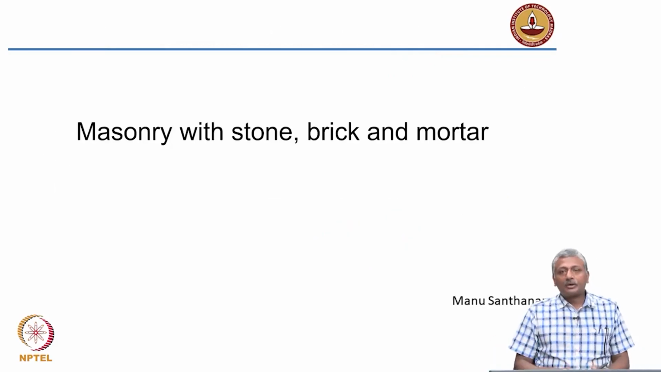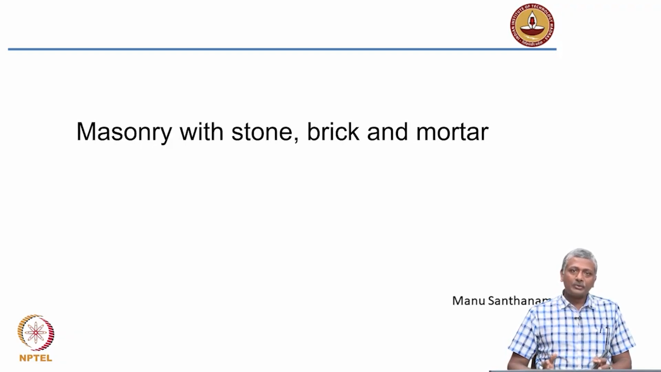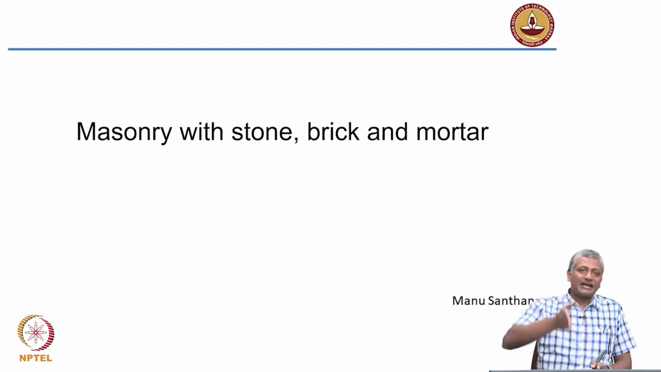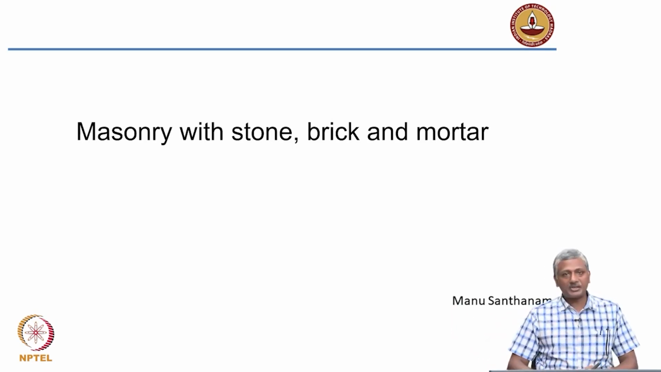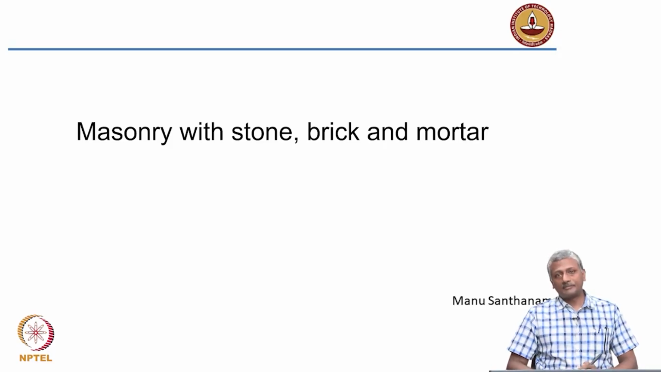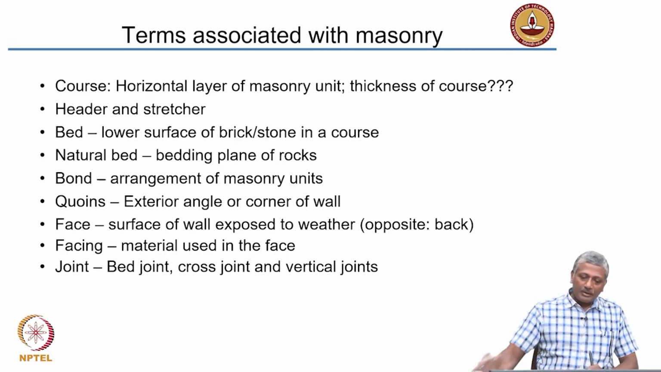Now, we have talked about masonry materials, but it is important for us to also understand how these materials are actually put together to make the masonry structure possible. And these masonry structures with stone, brick and mortar are engineered to resist loads primarily in the axial direction. A lot of them are not engineered to resist loads in the lateral direction. So, we will talk about that aspect separately towards the end of the chapter.